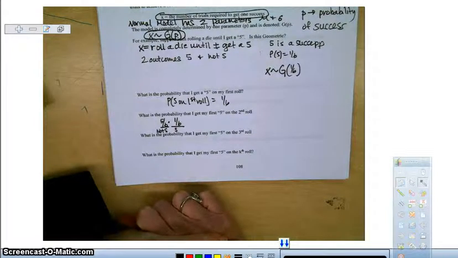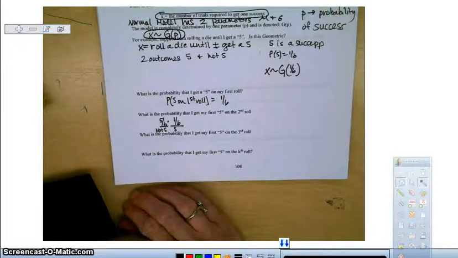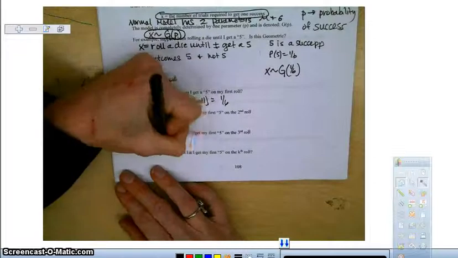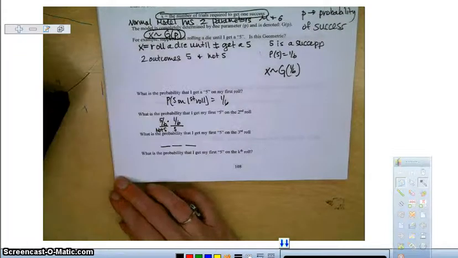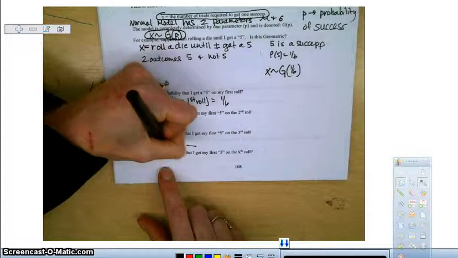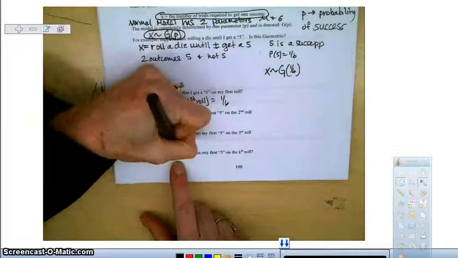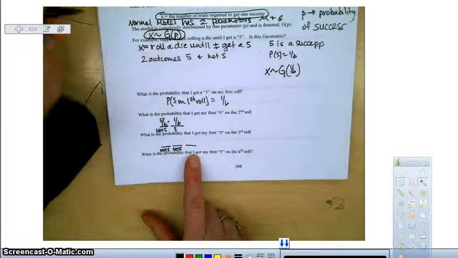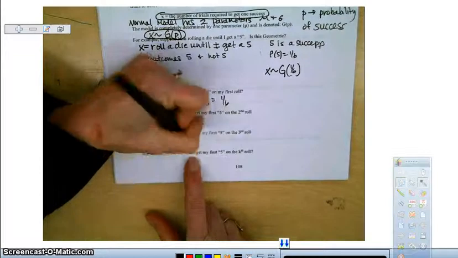Okay, third roll. So how many blanks do I need now? 3. I need 3 blanks. I have to look at all 3 rolls separately. So what am I going to get on my first roll? Not a 5. And on my second roll? Not a 5. And on my third roll? I'm going to get a 5.